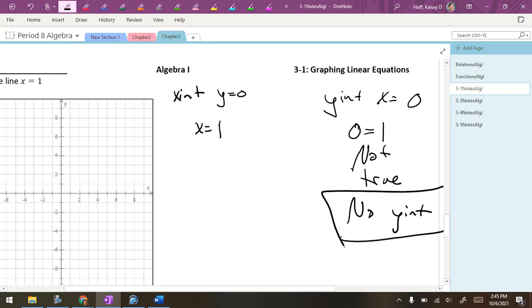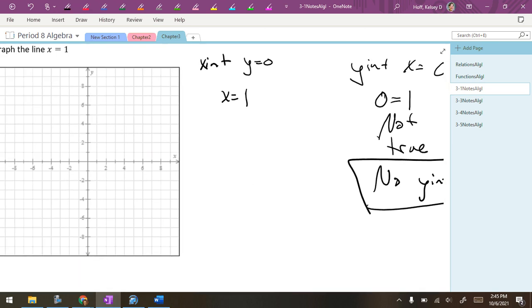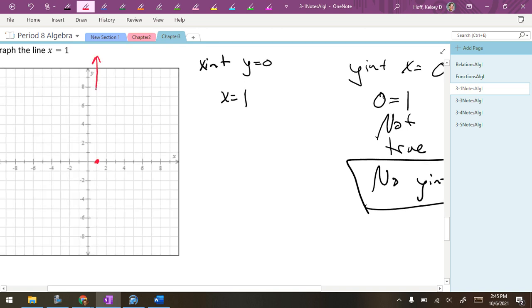Yes, you do, Emily. Careful. It'll be vertical, right? It's going to cross the x-axis at 1. How can I draw a line through that point that never crosses the y-axis? It would be up and down, vertical. Usually people yell, it'll be straight. All lines are straight.